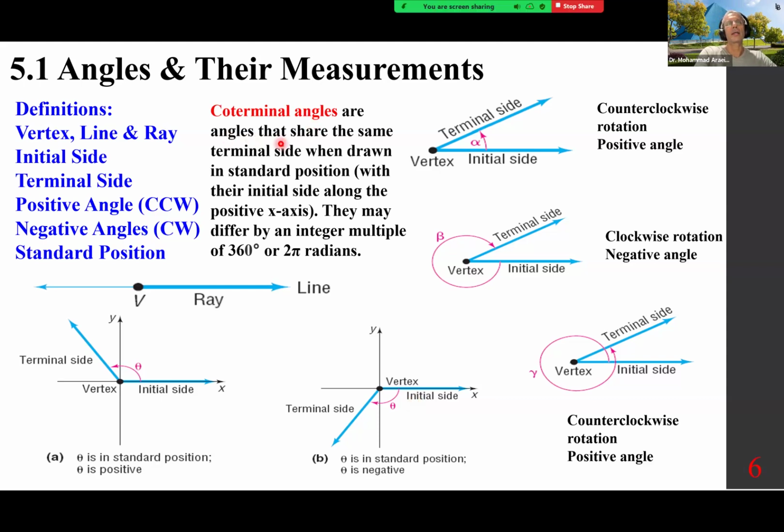Coterminal angles are angles that share the same terminal side when drawn in standard position with their initial side along the positive x-axis. They may differ by an integer multiple of 360 degrees or 2 pi radians. For example, if you go a complete revolution, you come back to the same spot. This one, in essence, could represent two coterminal angles. One of them starts from here and ends right here, or one of them may go a complete revolution plus this much. That's the idea of coterminal angles, so therefore, multiples of 360 degrees or 2 pi radians.